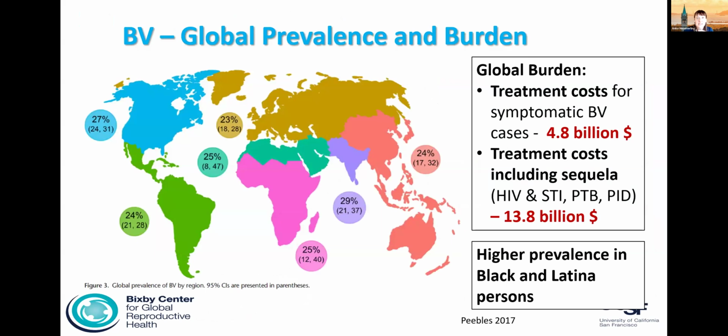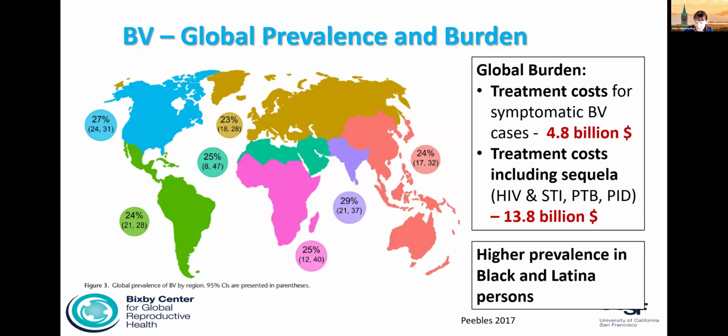BV global prevalence and burden is significant. About 25% of women in any corner of the globe are affected. And the global burden just for treating symptomatic BV alone is $5 billion a year. And including all those sequelae, it's even much higher, up to $14 billion are the estimates.